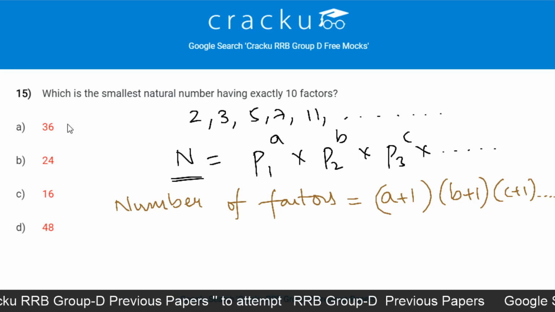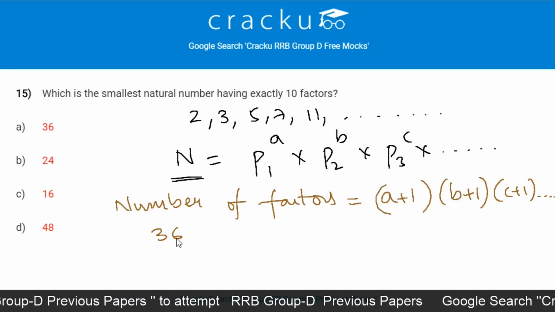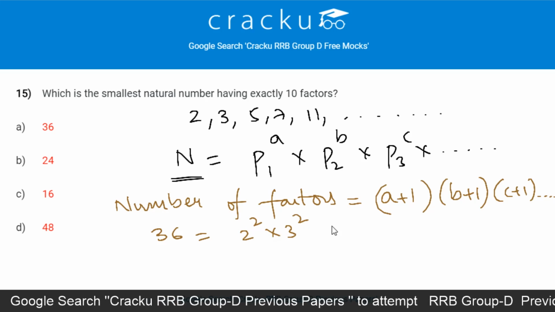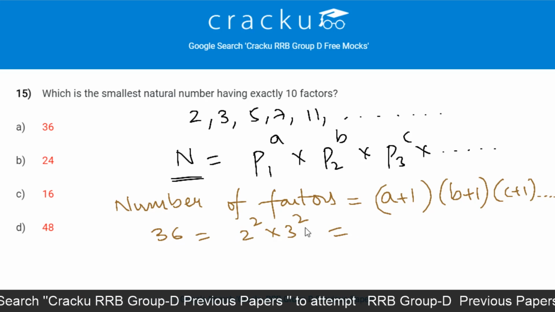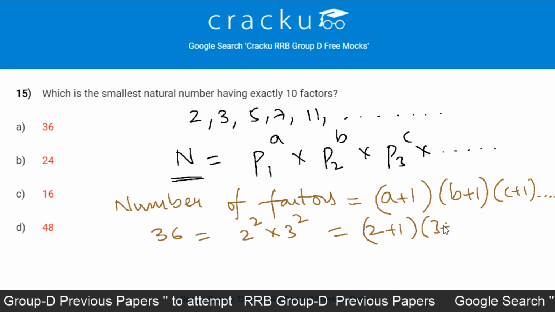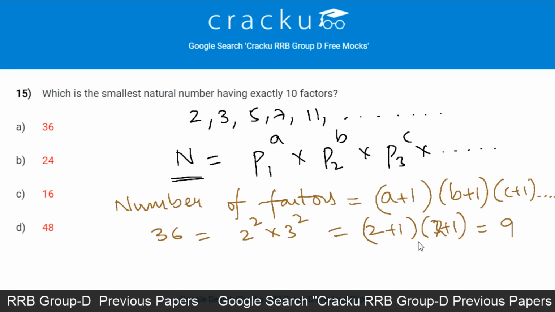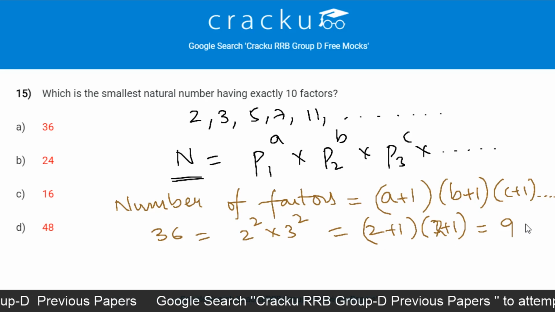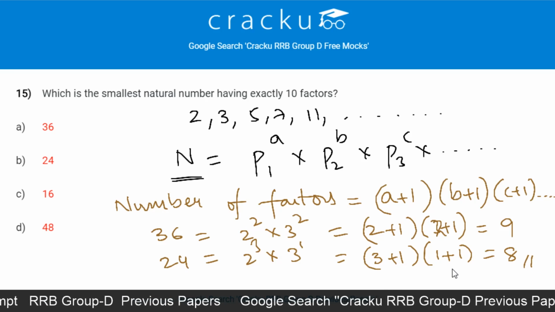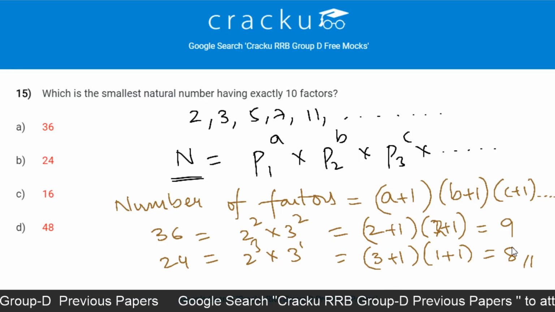So let's take the first number, that is 36. 36 can be expressed as 2 square into 3 square. So the total number of factors for 36 is 2 plus 1 into 2 plus 1, that is 9. Similarly for 24, 3 plus 1 into 1 plus 1, that is equal to 8 factors.